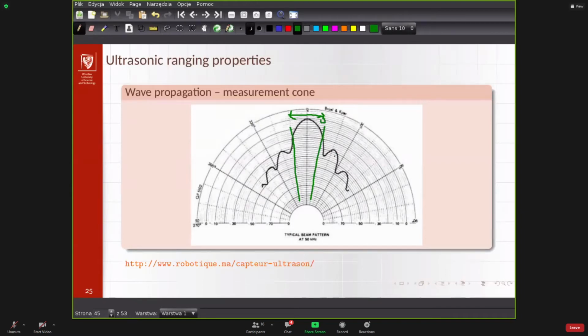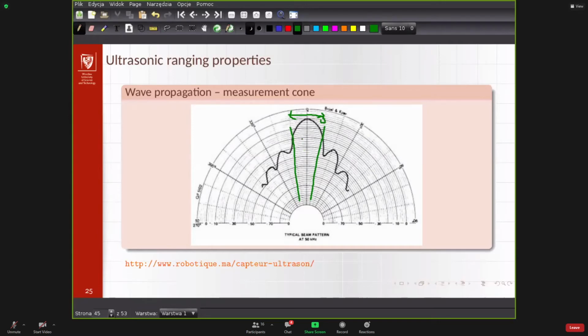But you can imagine that it's the same problem here. So you emit some energy to the side, and if the object is close, then it can reflect also from the side. So it is not very precise in the sense of the direction. You can get quite precise measurement of the distance, but you usually do not know the exact direction where the object is.